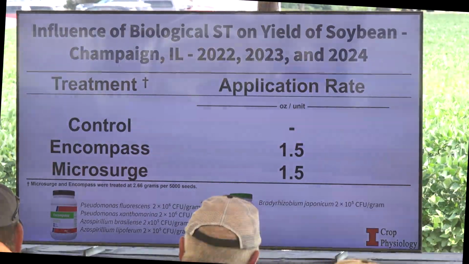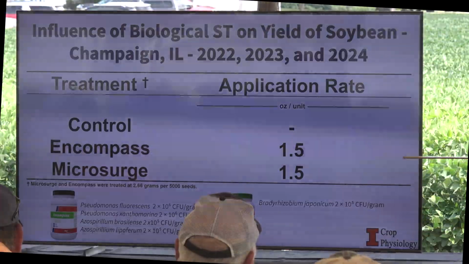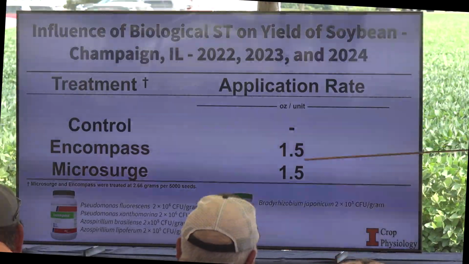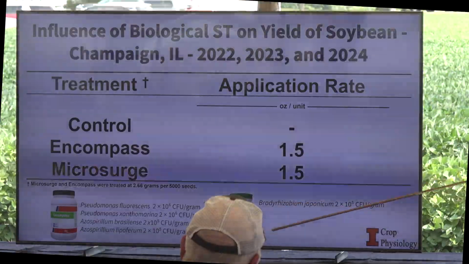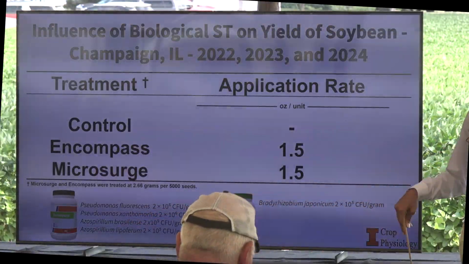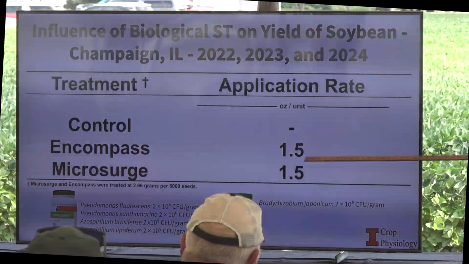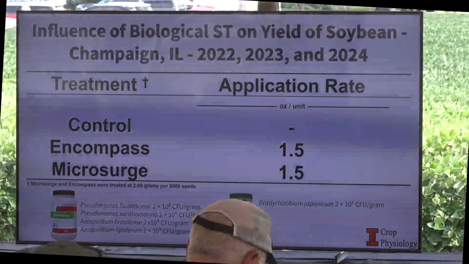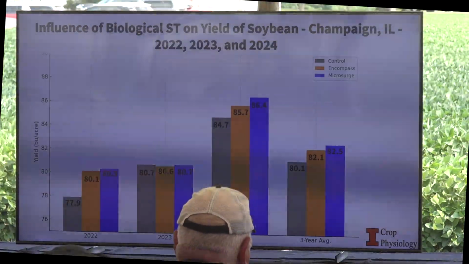And talking about some results of those powders, this is a trial that was done here in Champaign in 22, 23, and 2024, with two different products. We have the labels here, one with Pseudomonas and Azospirillum, and one with Bradyrhizobium, both with the same rate, 1.5 ounces per unit. And what did we get in terms of yield?